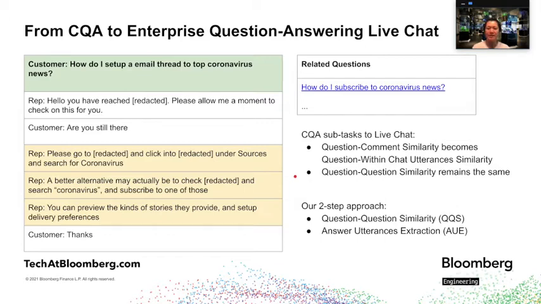So this leads to our two-step approach: question similarity, where we use a more robust setup for live chat, and answer utterance extraction, which is a new subtask. Next, I'm going to explain both.